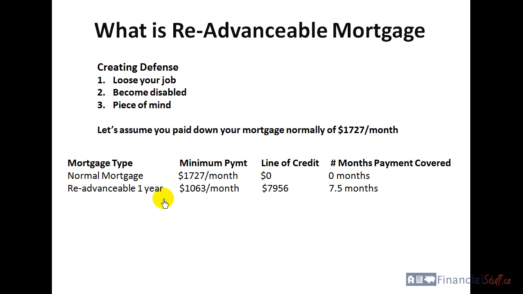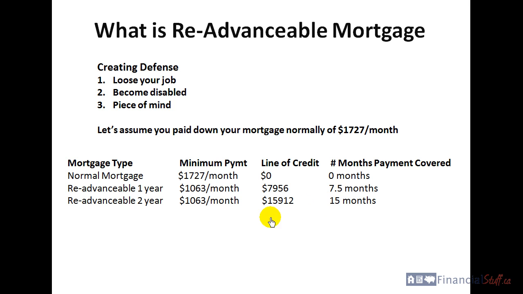But with a readvanceable mortgage, you pay it down for 1 year. The minimum payment in any individual month can be structured to $1,063 a month. But over that 1 year period, your line of credit actually increased to $7,956. Well, you could use your line of credit to pay for the minimum monthly payments in that mortgage. And that means after 1 year, you'd have a 7.5 month defense, or 7.5 months worth of mortgage payments would be covered.